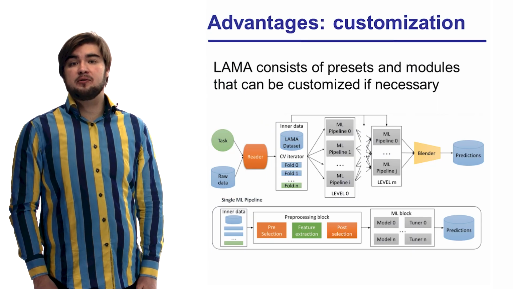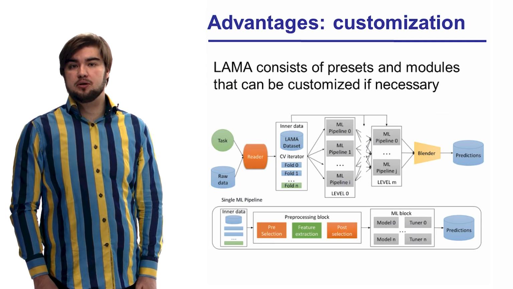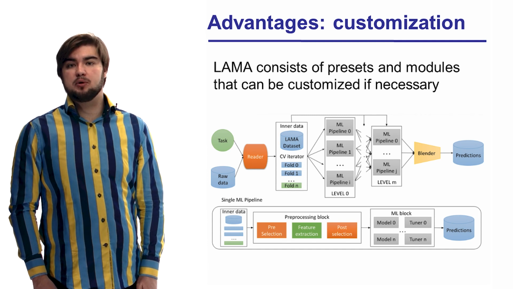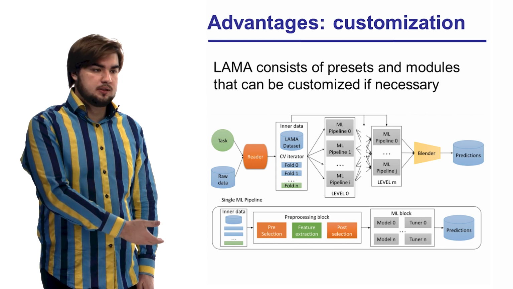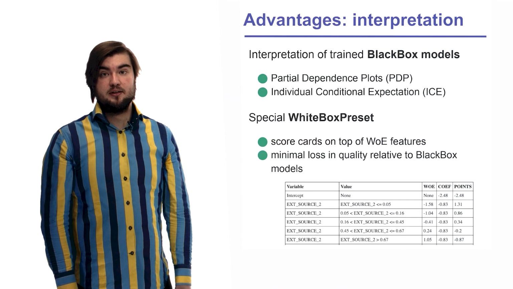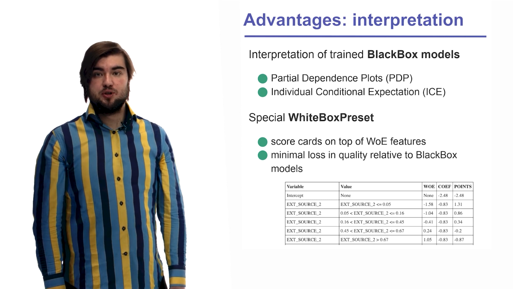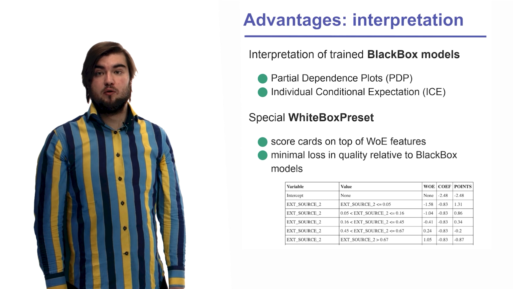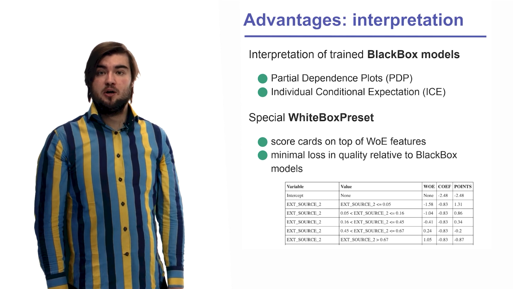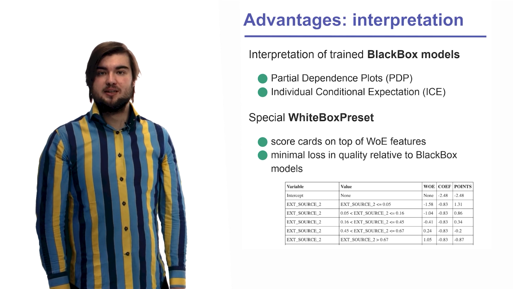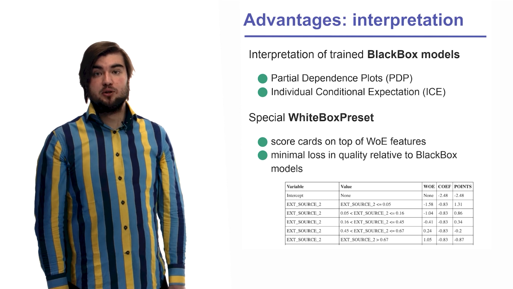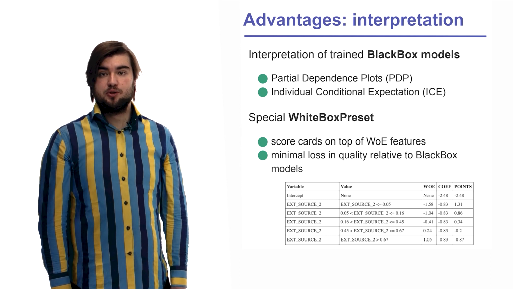LightAutoML provides wide opportunities for customization as it consists of different presets and modules, which can be altered or replaced with custom ones if necessary. And the last, but not the least advantage of LightAutoML is the model interpretation. It is possible to interpret the predictions of already trained black box models. For this case, partial dependence plots and individual conditional expectation methods are used.